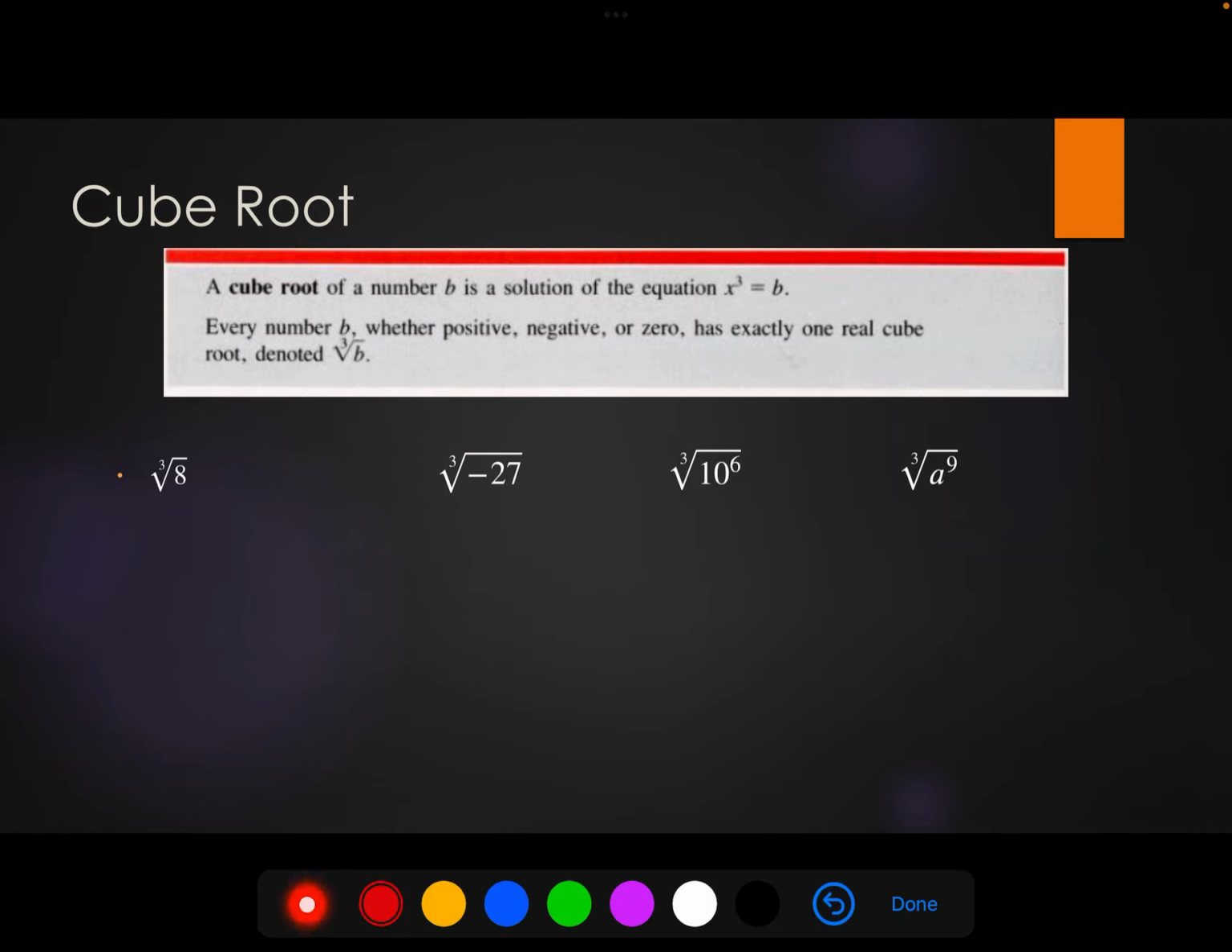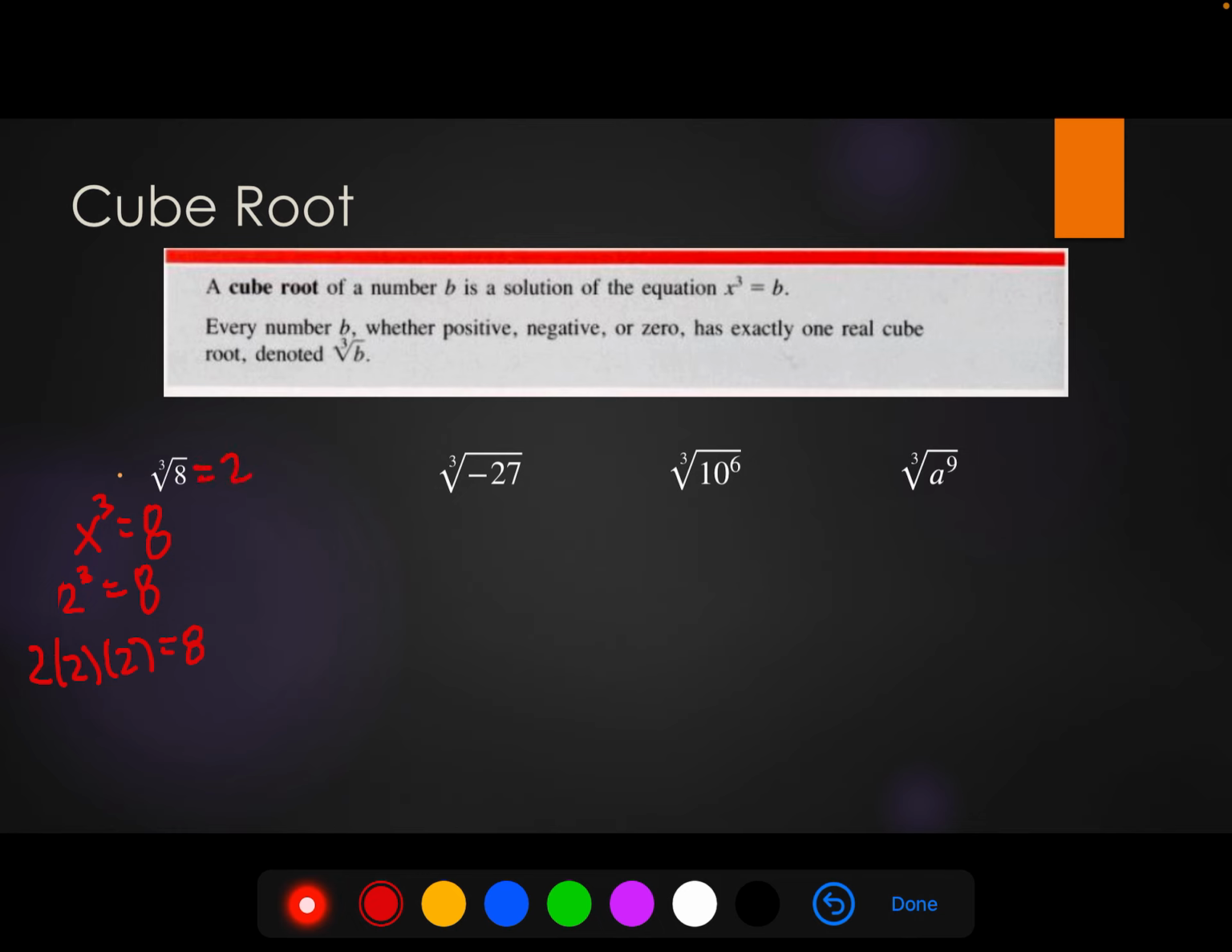Our first example, we have the cube root of 8. So for this, we need to basically find a solution to the equation x to the third power is equal to 8. So we need to think of a number that we can multiply by itself 3 times to get to 8, and that number would be 2. Right? 2 to the third power equals 8, and 2 times 2 times 2 equals 8. So the cube root of 8 is equal to 2.